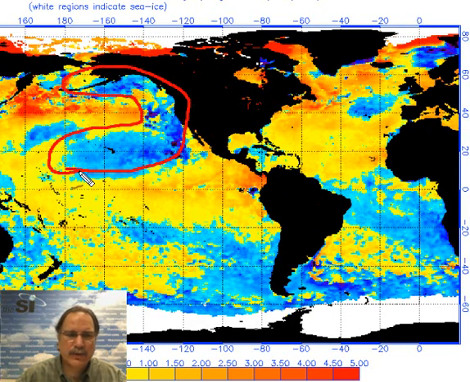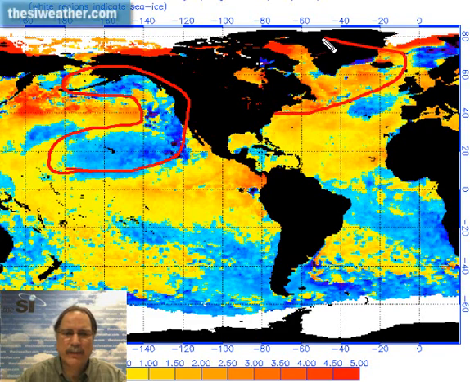This kind of a horseshoe-shaped pattern here is followed by an index we call the PDO, Pacific Decadal Oscillation, which slipped into a cold phase a few years ago, and that should continue for quite a while. Meanwhile, out in the Atlantic, we have a lot of above normal temperatures here in the northern Atlantic, as the Atlantic Ocean continues in a warm phase, and that's tracked by an index we call the AMO, the Atlantic Multi-Decadal Oscillation.